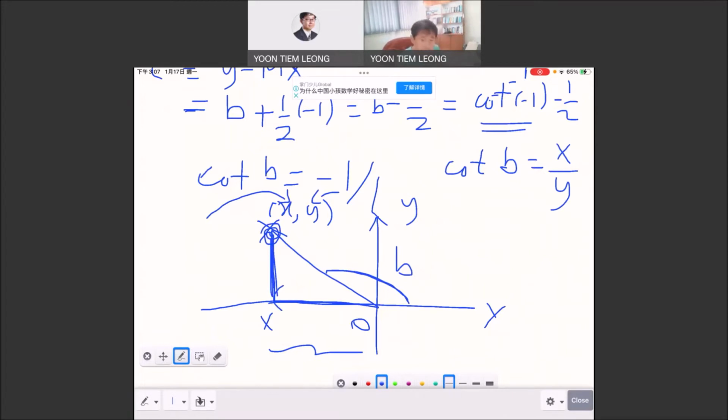If it's tangent B, then it will be y over x. For cotangent B, it will be x over y. And here it is said to be -1. Okay, it is said to be -1. So this is the relationship.